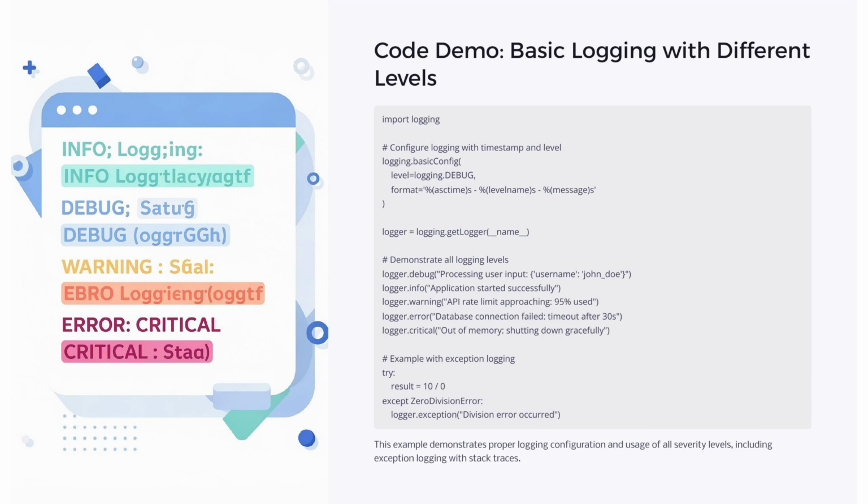Configuring logging with timestamps and levels enhances clarity. This code demonstrates logging at all levels. Debug for user input processing, info for application start, warning for API limits, error for database issues, and critical for memory failures. Exception logging captures stack traces, as shown with a division error.